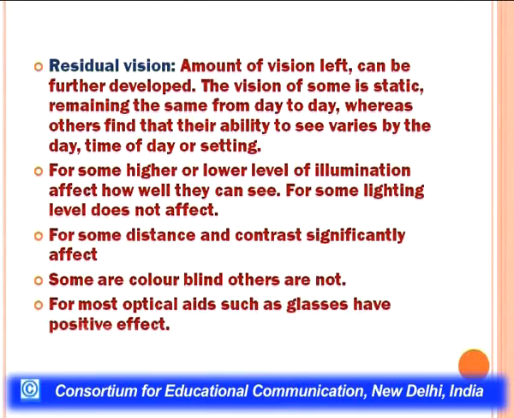For some, higher or lower levels of illumination affect how well they can see. For some, lighting levels do not affect. For some, distance and contrast significantly affect. Contrast in the sense of color, the intensity of the color, or the distance one can see: from a very far distance, or others cannot see. So, some are color blind and others are not. And for most, optical aids such as glasses have a positive effect in all these conditions.